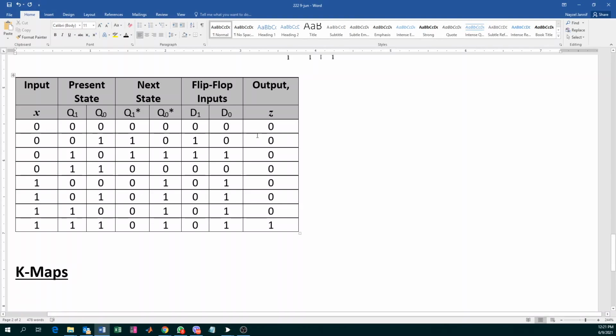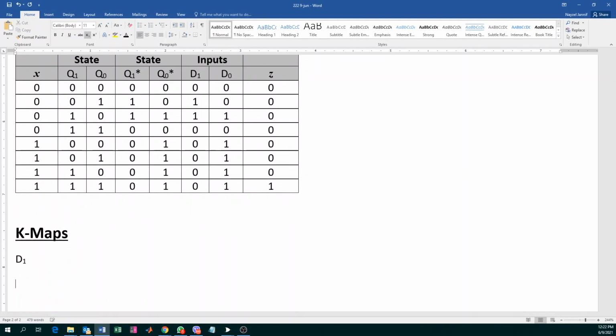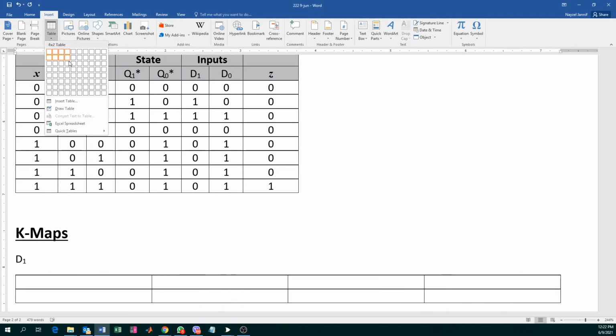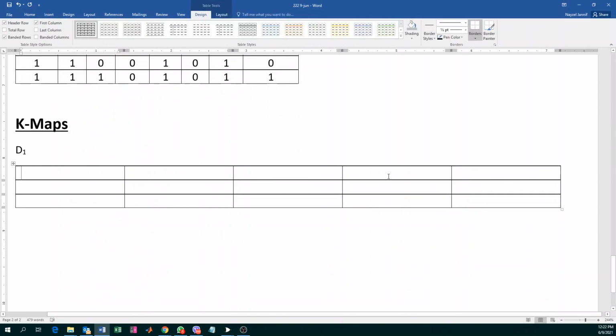So let's do the K-map for D1. All right. 8 possible inputs. Okay, so you have 0, 0, 0, 1, 1, 1, 1, 0, 0, 1.